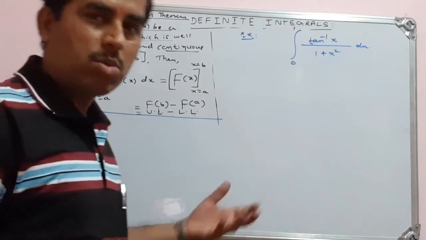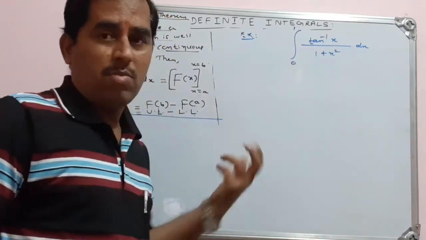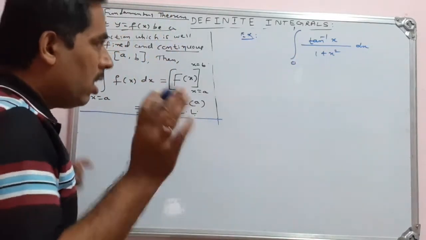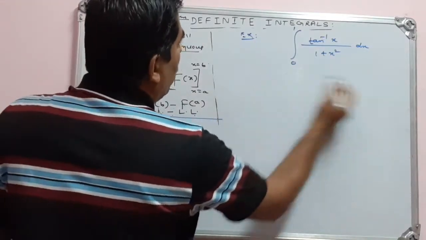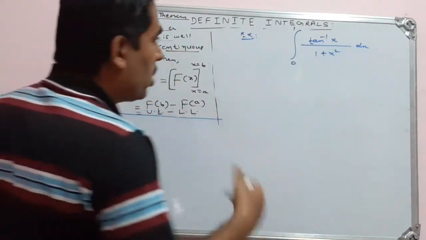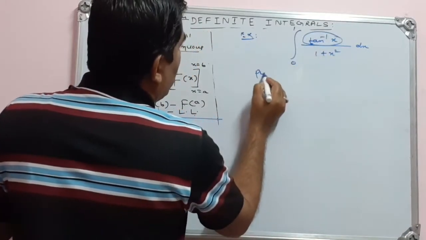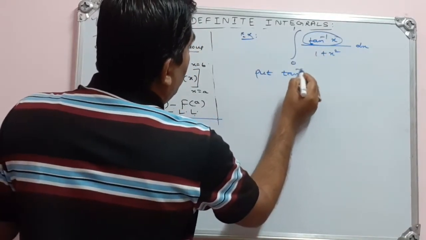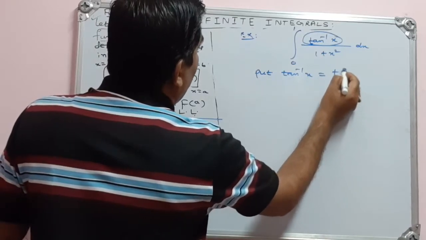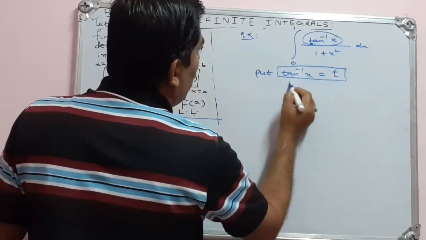We can use the substitution method or we can reduce it to standard forms. There are two methods. I will show it only by the substitution method. What will be our substitution? In the numerator we have tan inverse x, so our substitution must be: put tan inverse x equal to t.